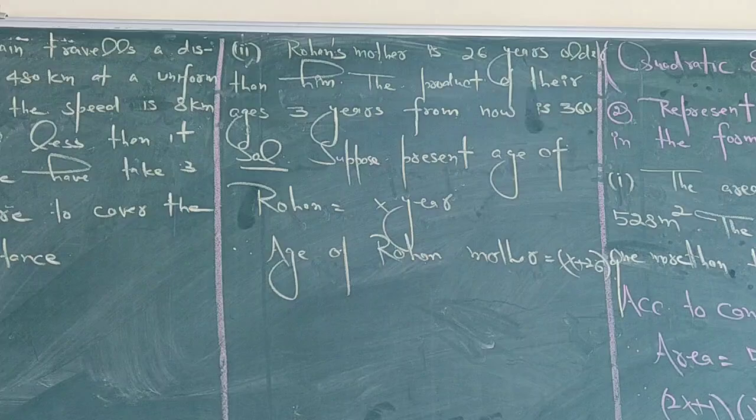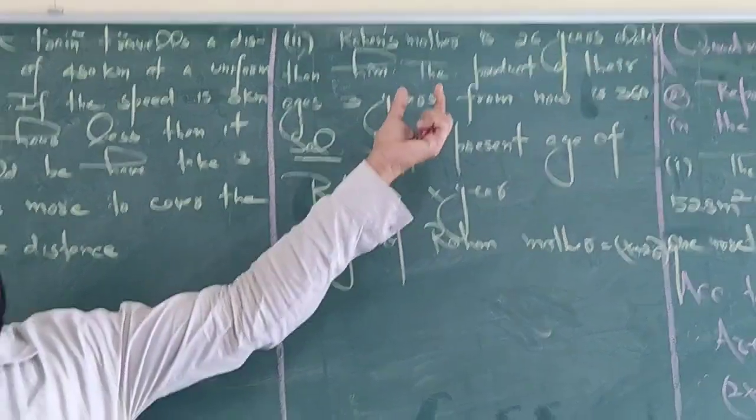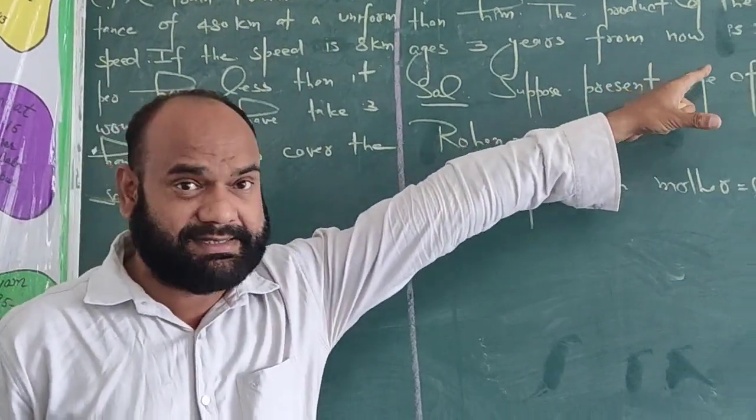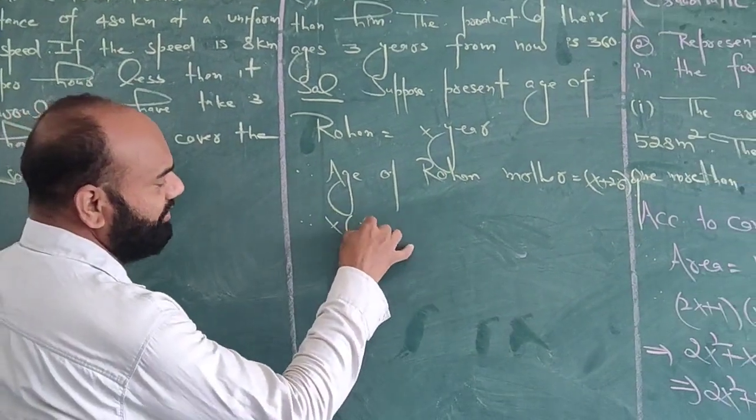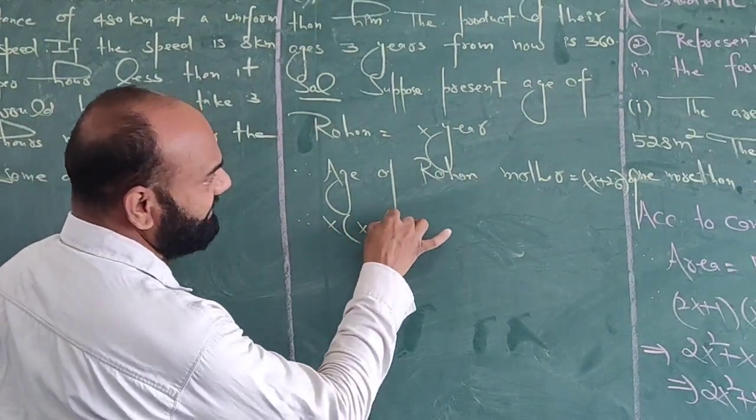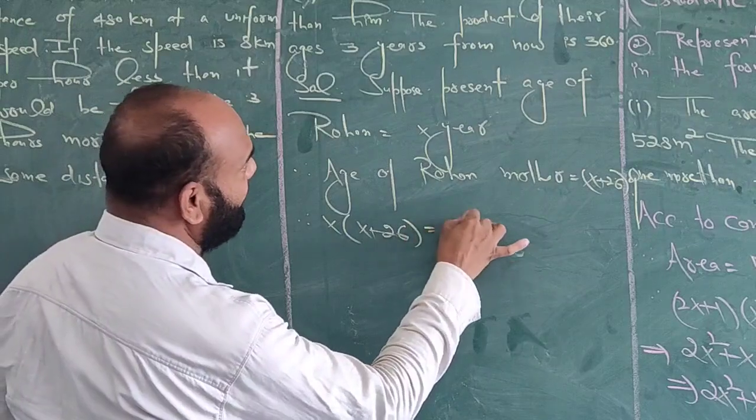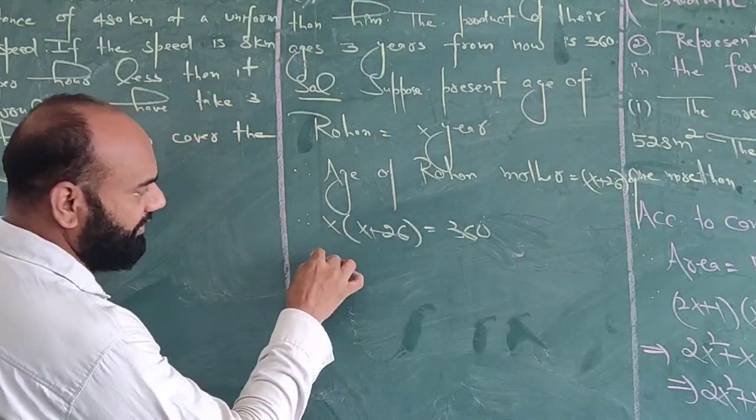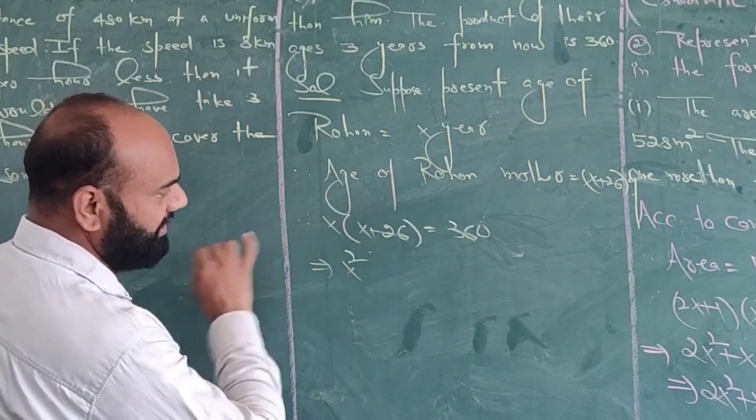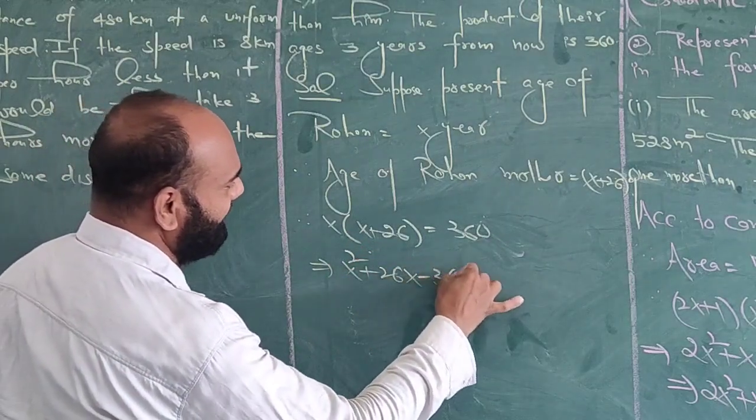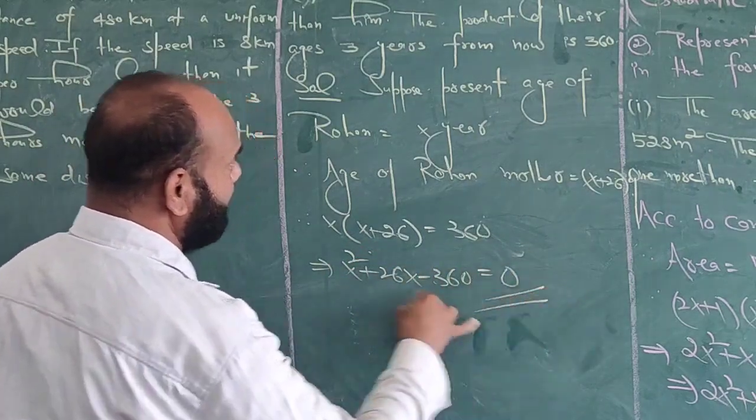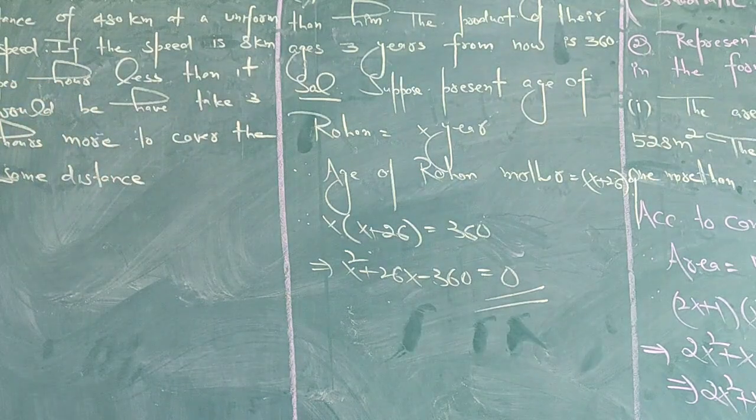Now, according to the conditions, the product of their ages is 360. Therefore, x into x plus 26 is equal to 360. Now, by solving this equation, x square plus 26x minus 360 equal to 0. This is the required quadratic form.